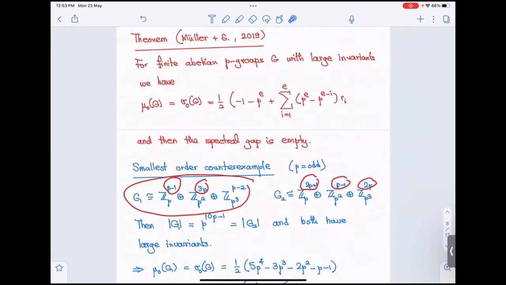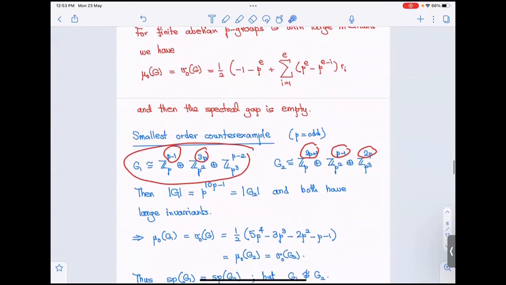Okay, so in both cases, you can see that they have the same order, which is p to the power 10p minus 1. And if you try to compute these invariants over here, they turn out to be equal. So their scaled minimum spectra and scaled stable upper spectra are exactly coinciding. So their spectra sets are exactly the same. But obviously, if you look carefully, the invariants I have put up on top, for obvious reasons, they cannot be isomorphic.